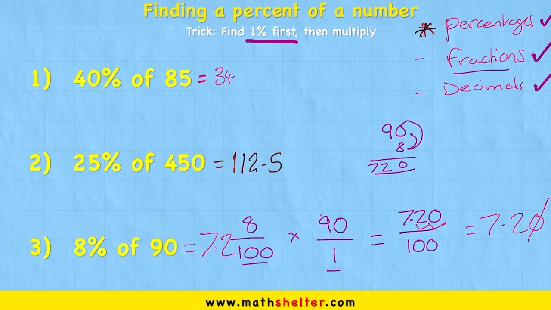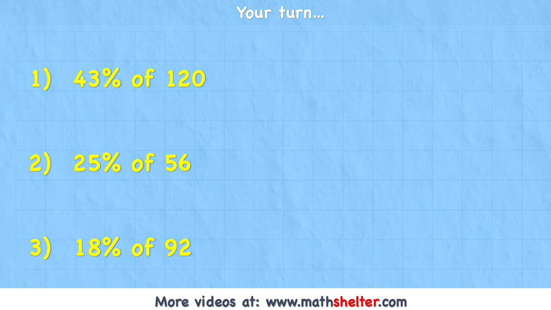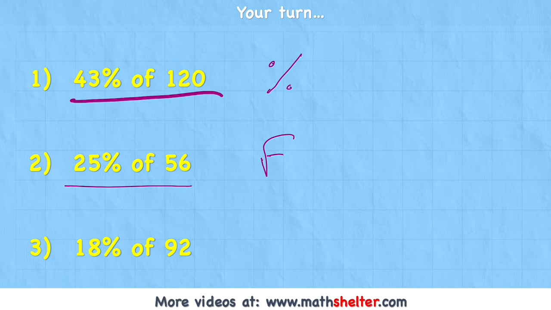We have just learned how to find a percent of a number, keeping the numbers as a percentage, turning them into fractions, or turning them into decimals. So now it's your turn. With these 3 questions, I would like you to keep the first one as a percentage, second one turn them into fractions, and the third one into decimals. Try all 3 methods. Press pause on the video now. Once you've got an answer, put it in the comment section for me to have a look at. Press pause, good luck. And there you have it.